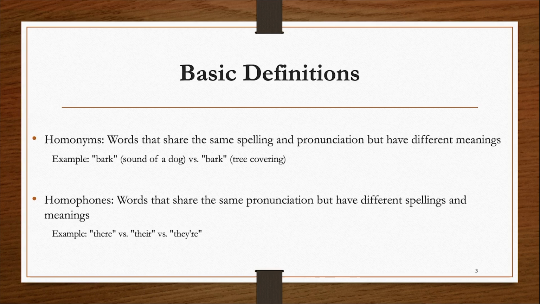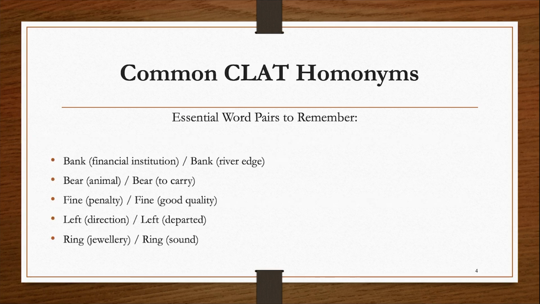In the very same way, what are homophones? Homophones are the words that share the same pronunciation but have different spellings and meanings. For example, there, their, and they're. First is THERE, that shows us the direction, THEIR, that shows us the possession, and the third, THEY'RE, is an abridged form of they are, which has an apostrophe in between. So that's the concept of homophones.